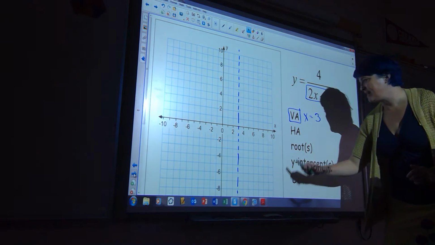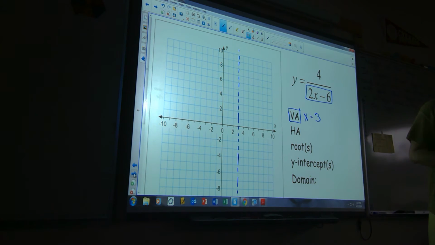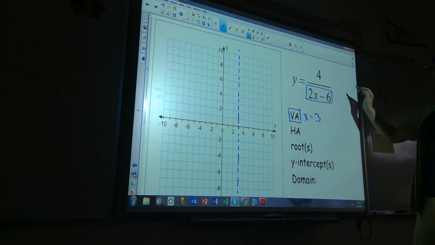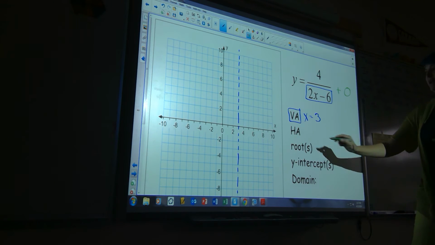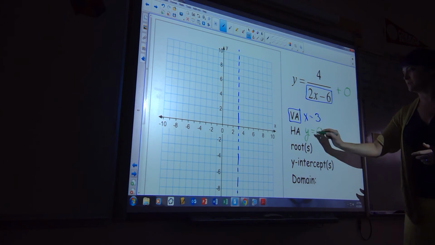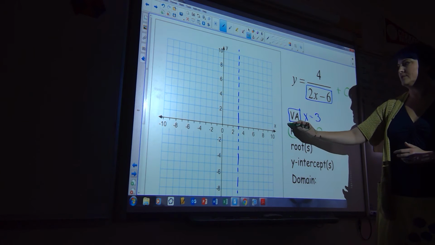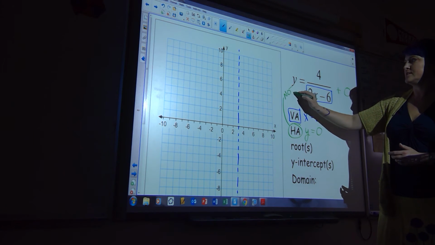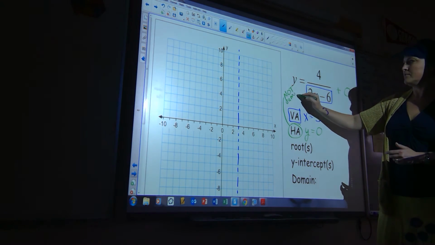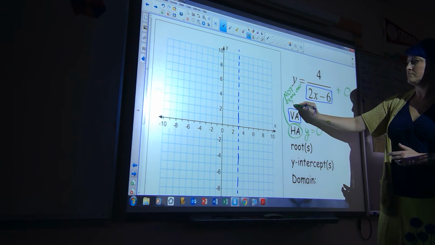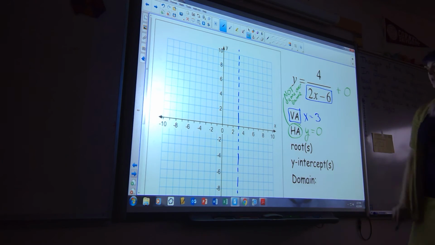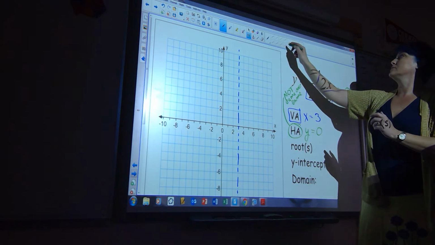All right, horizontal asymptote. Is this same over same? No. So then this is a plus 0 at the end. That's how I know it is y equals 0. So in this case, it's not same over same.